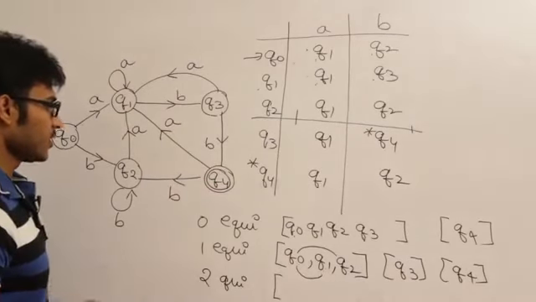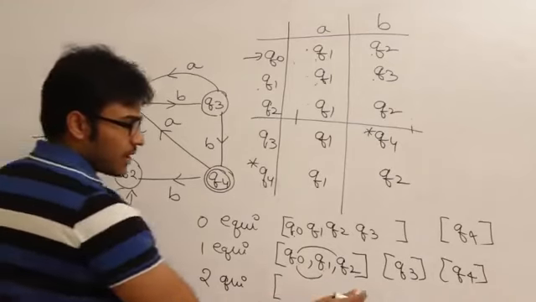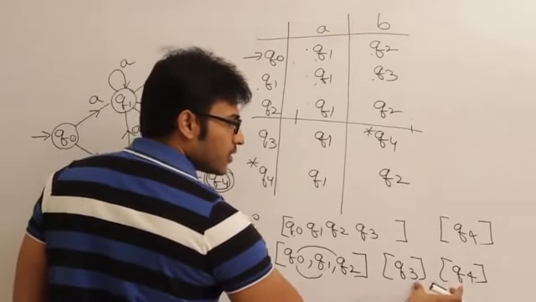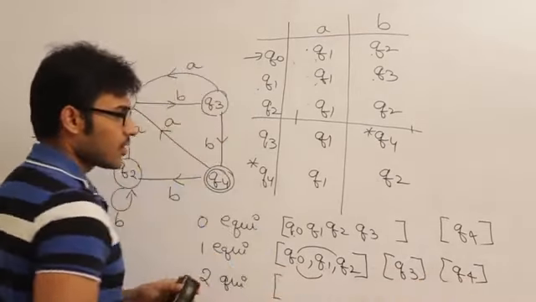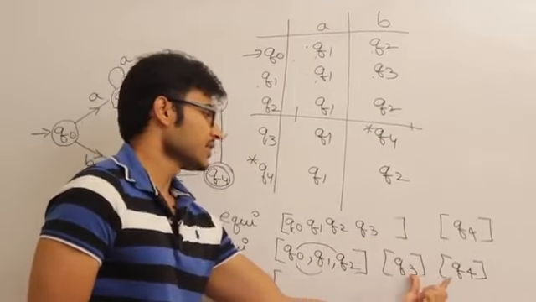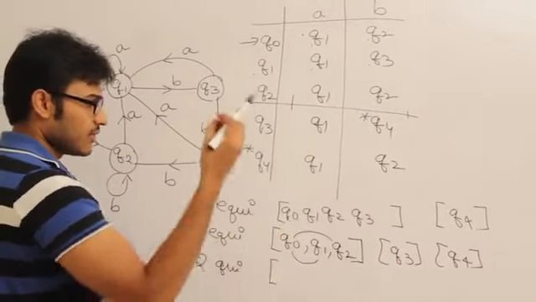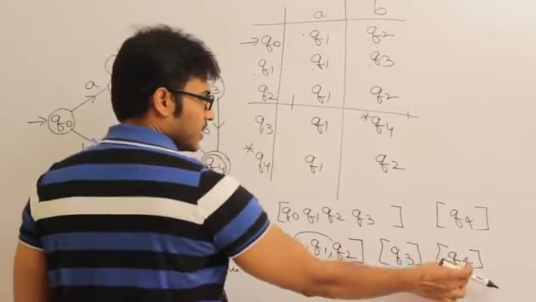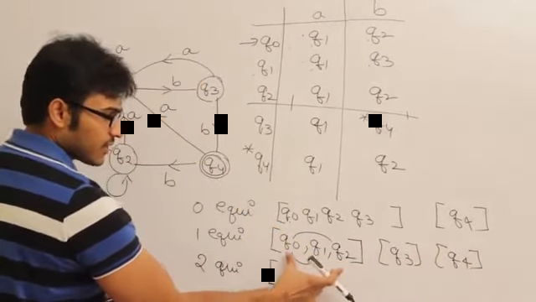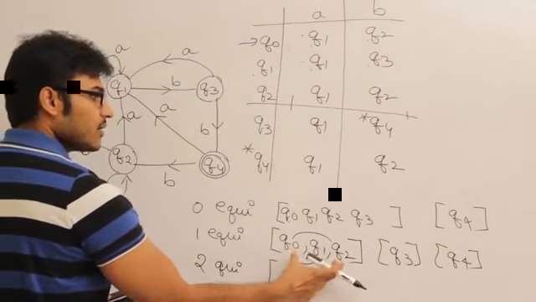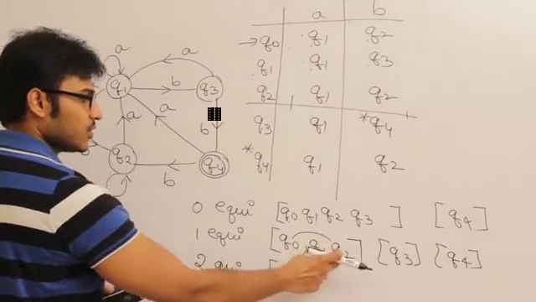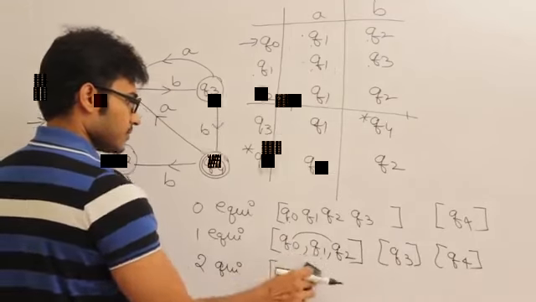Let us talk about 2 equivalent. Already Q3 and Q4 are the only states in their groups, so there is nothing to do about them. They are saying that they are not equivalent with any states, so therefore we cannot combine Q3 and Q4 anymore. Now we have to decide whether we can combine Q2 with these three, Q1, Q2 and Q0.